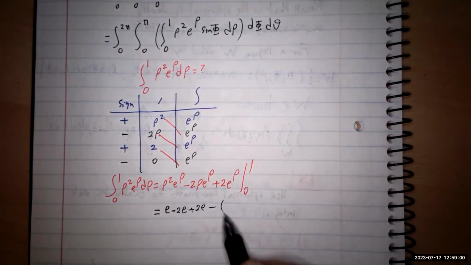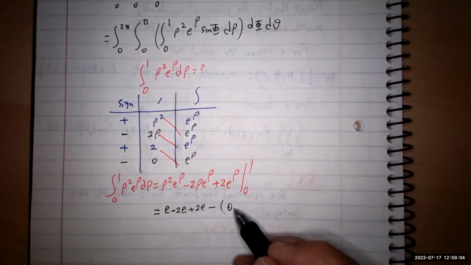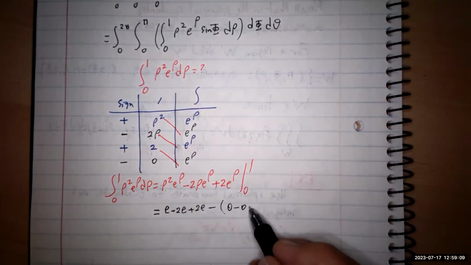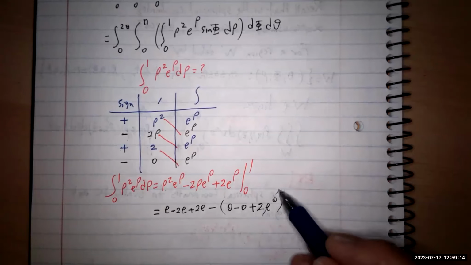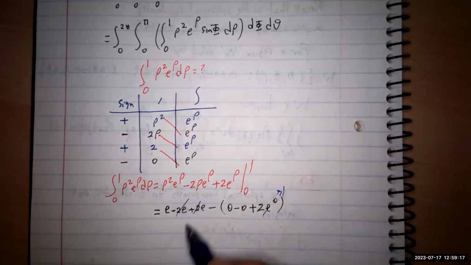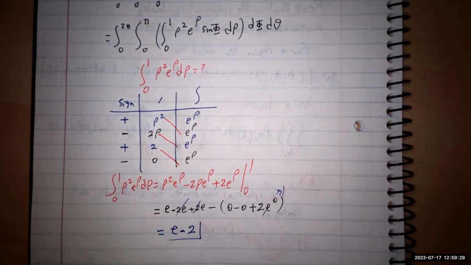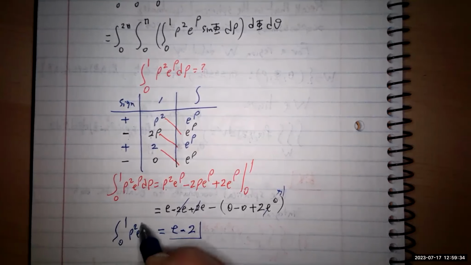Now minus, if you put the 0, 0, 0, and if you put it here, that gives you e to the 0, 2e to the 0. Okay, but you know that e to the 0 would be 1. So these two would cancel out. So you arrive at, that's it, e minus 2. So that would be the integral from 0 to 1 of rho squared e to the rho d rho.